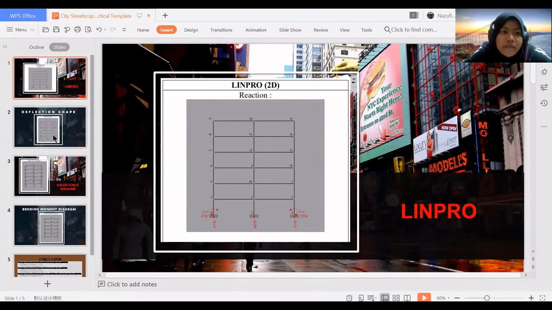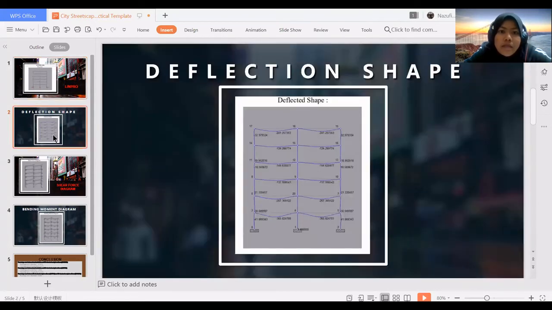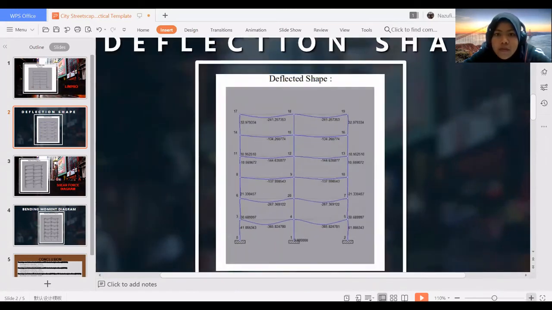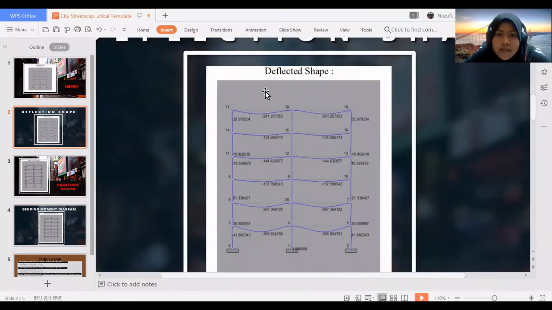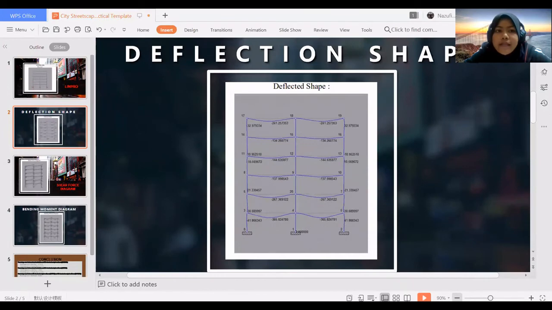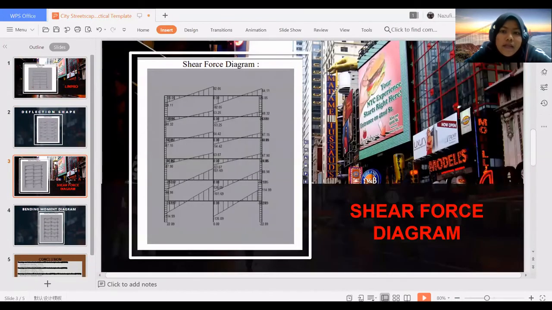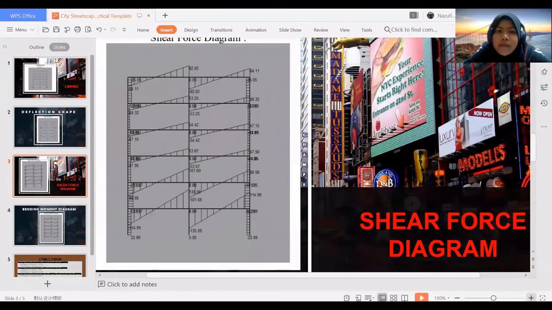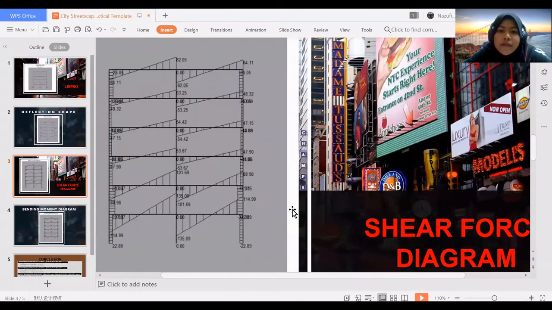Then next, this is the deflection shape. As you can see here, let me zoom in so it is clearer, so you can see the values of the deflection shape. Next is the shear force diagram. You can see the values of the shear force diagram.